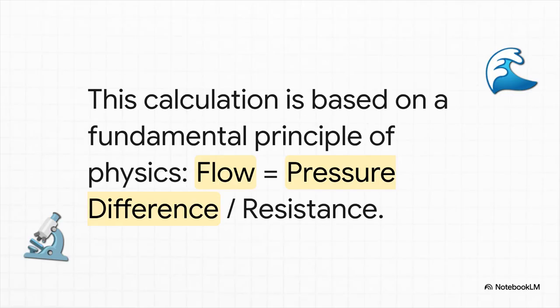And at its heart, this calculation is all about a basic law of physics. It's a lot like Ohm's law, if you're familiar with electricity. The flow of water is just the pressure difference, that's the push from the soil to the leaves, divided by the resistance of the plant's pipes. It's simple, right? A bigger push or less resistance means more water can get through.